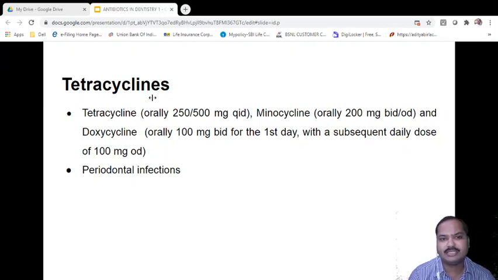So what dosage has been decided as adult dose for tetracycline? It is 250 or 500 mg QID orally. Minocycline, a congener of tetracycline, is given orally in dose of 200 mg BID or OD. And doxycycline, the capsule which is commonly given, is given orally 100 mg BID for the first day and subsequently daily dose OD of 100 mg. So the 100 mg BID dose was the loading dose on the first day, which we had discussed earlier.